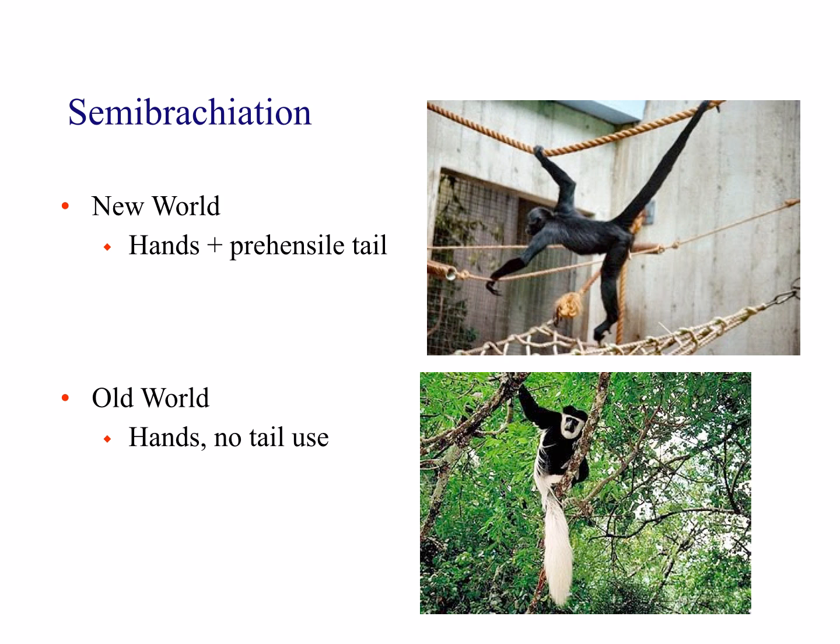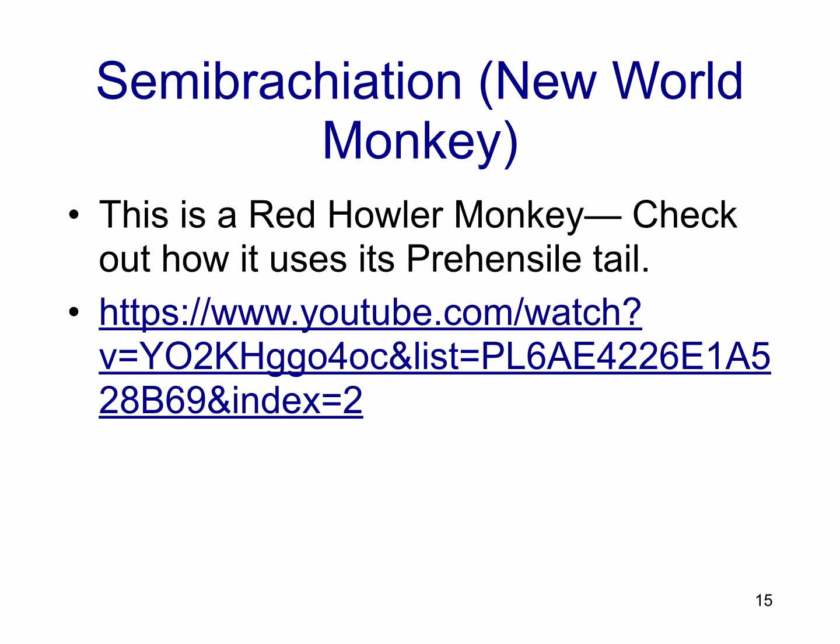All right, semi-brachiation, New World. They use their hands and their prehensile tails to grab onto branches to swing. In the Old World, they use hands and no tails.